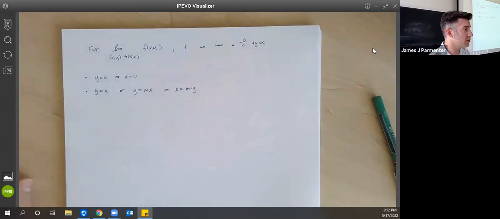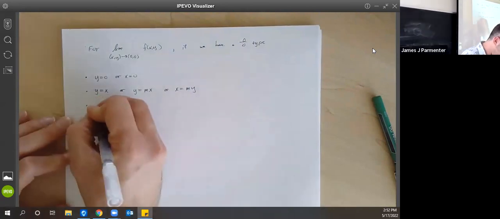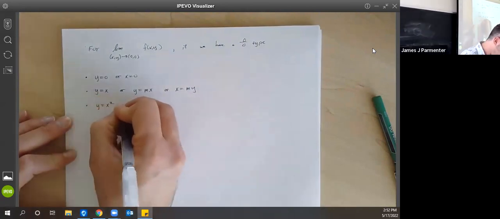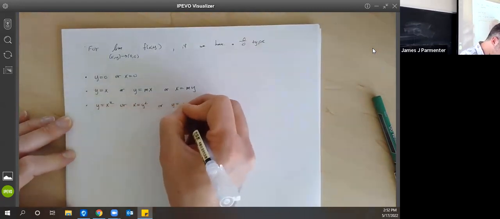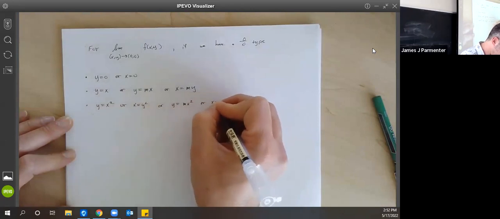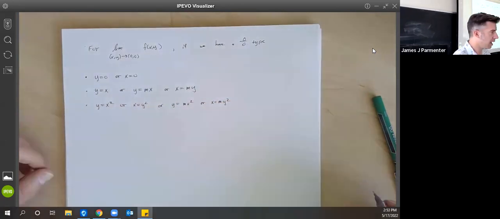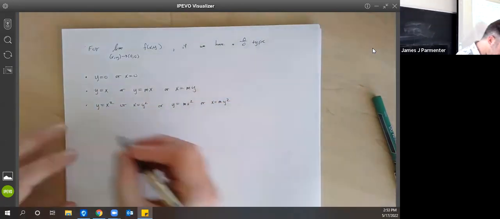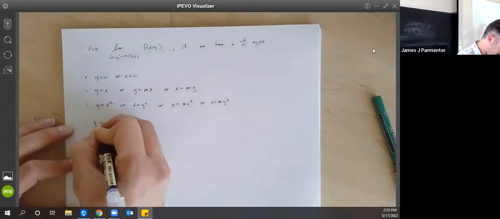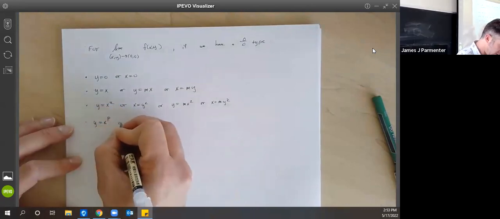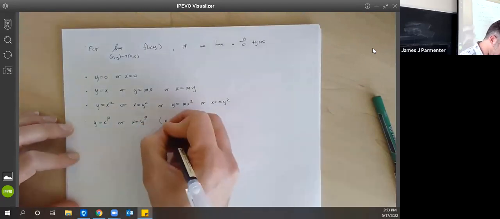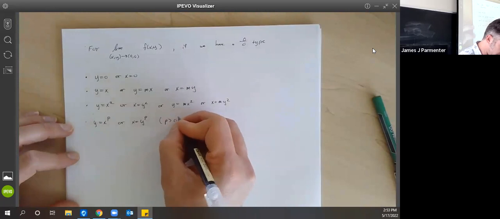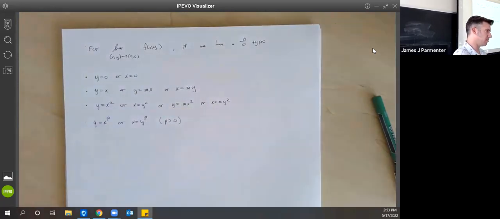And then powers. Like y equal to x squared or x equal to y squared. Or y equal to a multiple of x squared or x equal to a multiple of y squared. And the list goes on, right? You can keep going. You can have y equal to x to any power or x equal to y to any power. I should say those powers should be positive. Let's do a negative power, 0 to a negative power is undefined.